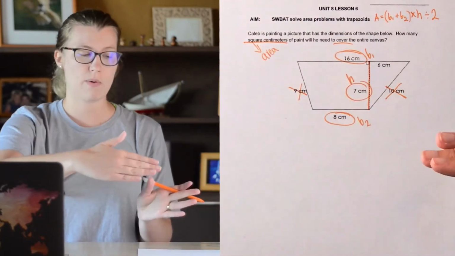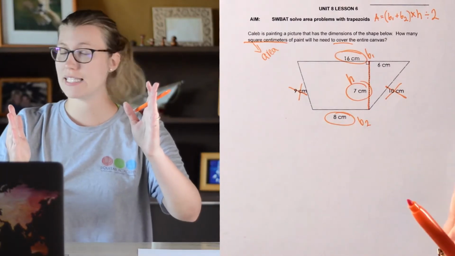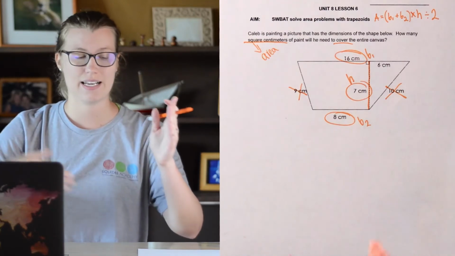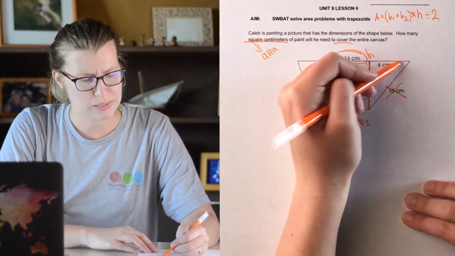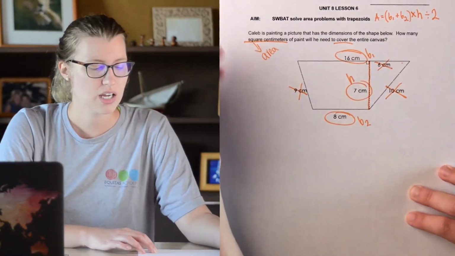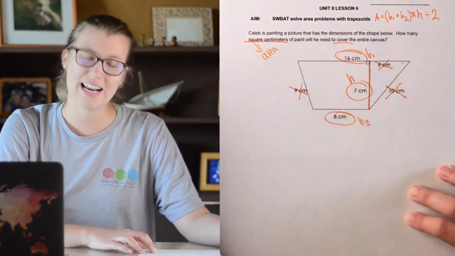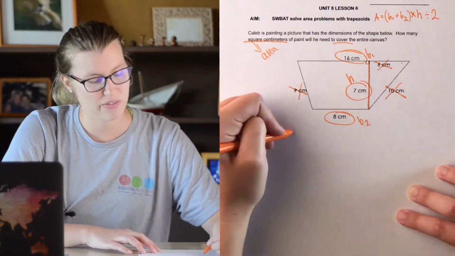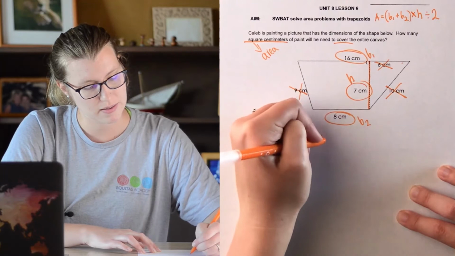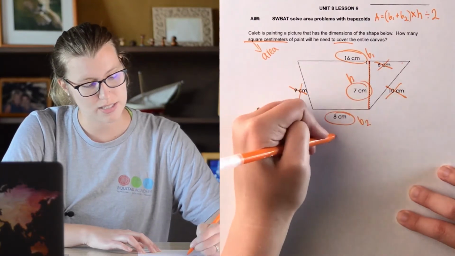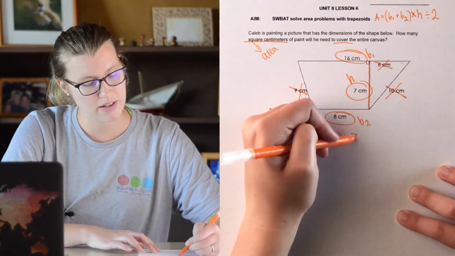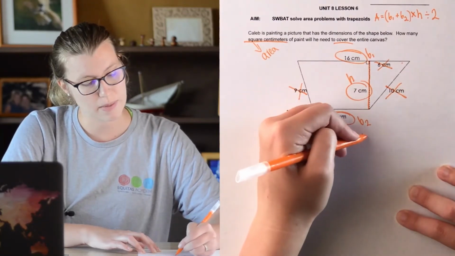Now I want you to remember, even if I flip my trapezoid like this, it's still the same thing. Parallel sides, you're looking for a height that connects them. Do I really care what this little triangle that 6 is? No, not at all. So I have base 1, I have base 2, and I have my height. Now all I need to do is solve. Area equals base 1, 16, plus base 2, which was 8, times h, my height, which is 7, and then I'm going to divide by 2.